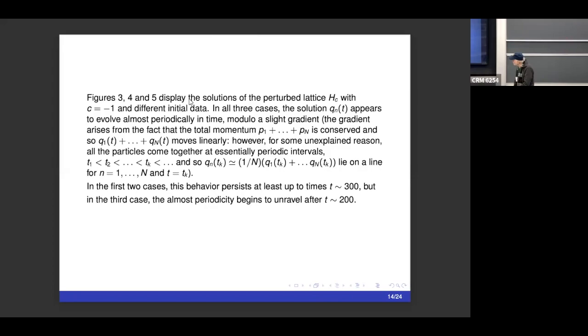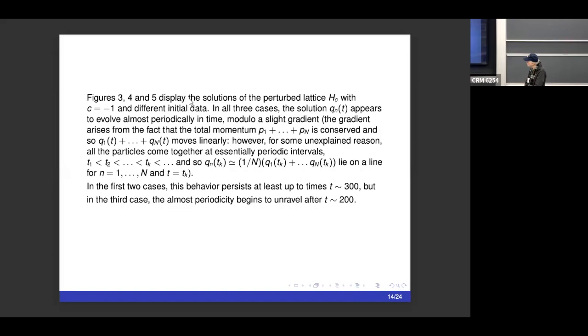Now, the situation is very, very different when C is negative. I really want to present this as a real challenge, because you'll see the results are so evocative, but we have absolutely no way of understanding what I'm going to show you now. I'm going to show you three cases with different initial data, all corresponding to C equal to minus one. In all three cases, the solution appears to evolve almost periodically in time, modulo a slight gradient. The gradient arises from the fact that the total momentum is conserved, which means that the center of mass, Q1 up to Qn, moves linearly.